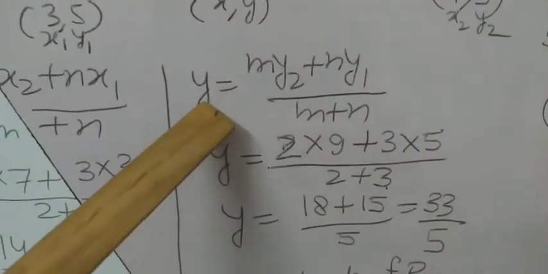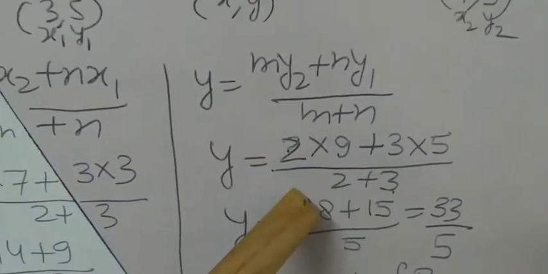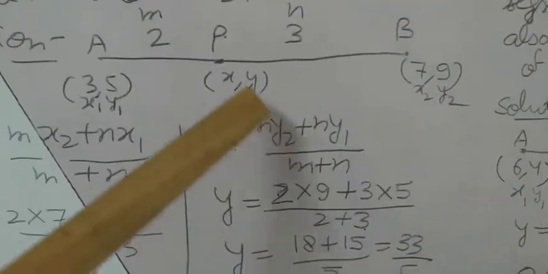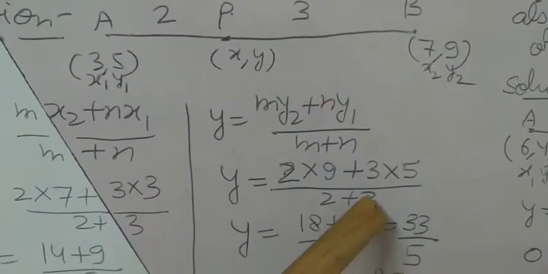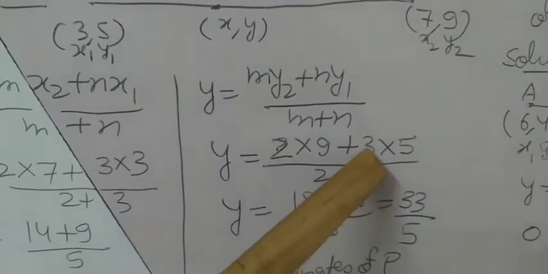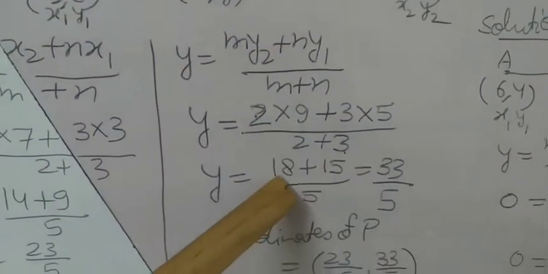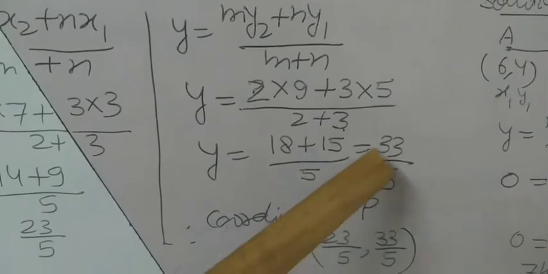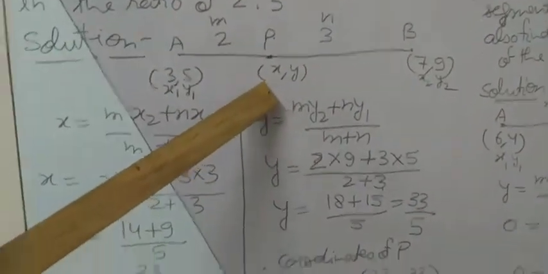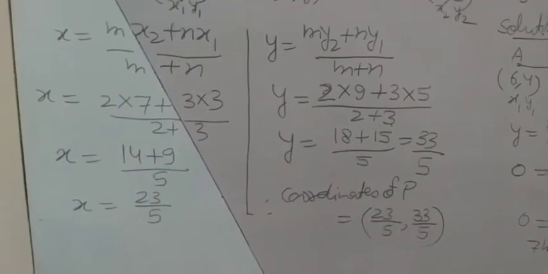Now y equals my2 plus ny1 upon m plus n. M value is 2, y2 value is 9, plus n value is 3, y1 value is 5. So 2 into 9 plus 3 into 5 upon m plus n, 2 plus 3. So 18 plus 15 upon 5, 33 upon 5. It means the coordinates of the point are 23 upon 5 comma 33 upon 5.